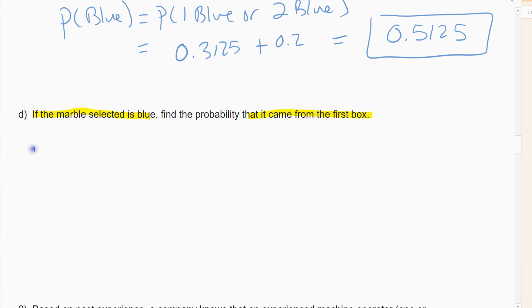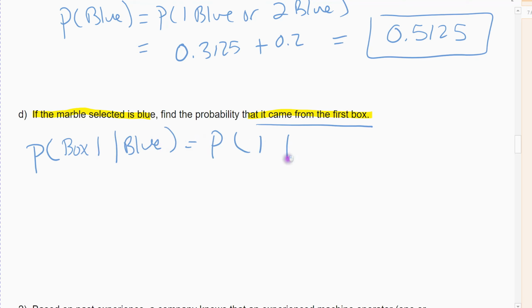Right, so set up the formula. The probability that it came from the first box, that's the probability I want to know. What's the chance that it's box 1 I selected my blue marble from? So what's the probability that it was box 1 given I had a blue marble? Well, the formula for that is I divide by my given. My given is I've got a blue marble in my hand, so that's what I know. I know it's blue. What I don't know is which box it came from. So I want to know, if I've got a blue marble, what's the probability it came from box 1? So up top is the box 1 and blue case.